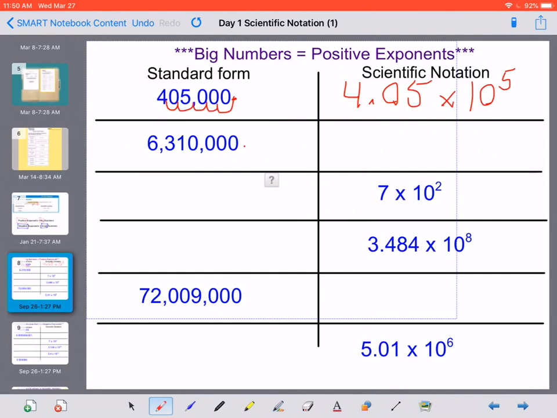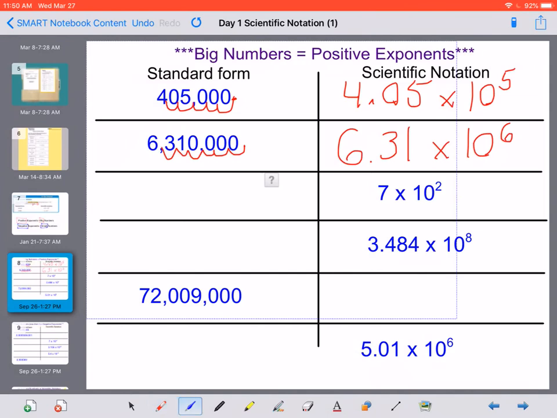Here if I put my decimal point at the back, then I'm going 1, 2, 3, 4, 5, 6. So I get 6.31 times 10 to the sixth power, because we did 6 jumps.